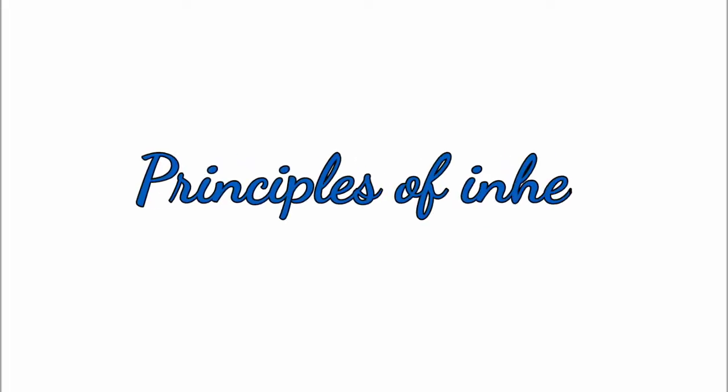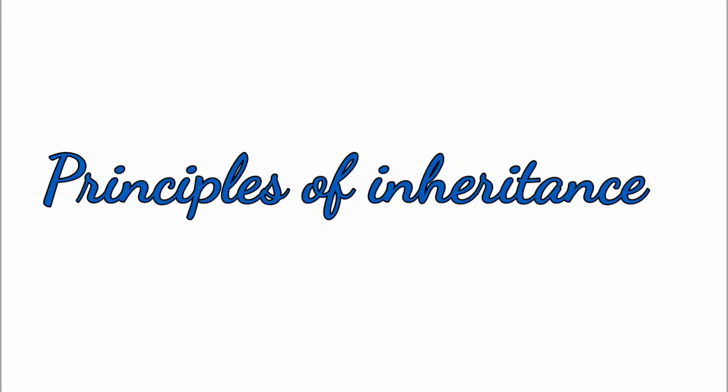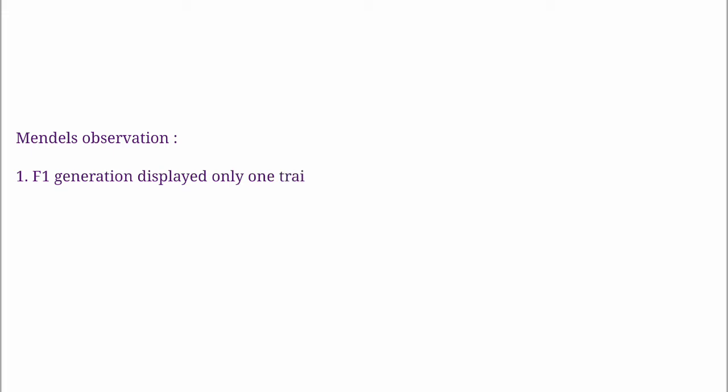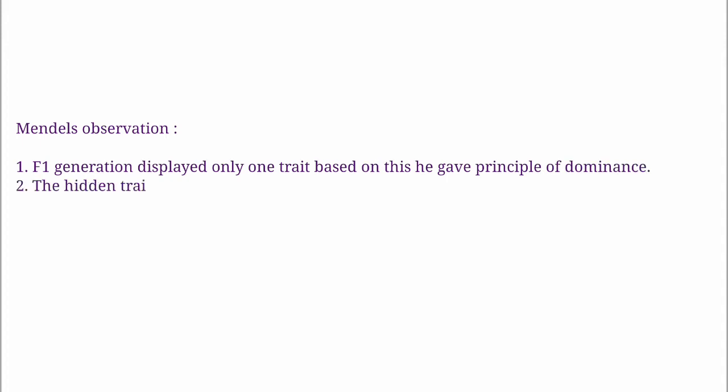Now that we have covered the first set of experiment and the second set of experiment, now the time comes to explain the principles of inheritance. Now I will explain what was the observation that Mendel gave with these two sets of experiments. Okay, the first observation was F1 generation displayed only one of the parental traits. Based on this, he gave principle of dominance, one of the principles of inheritance. Correct? I'll be explaining about principle of dominance properly as well.